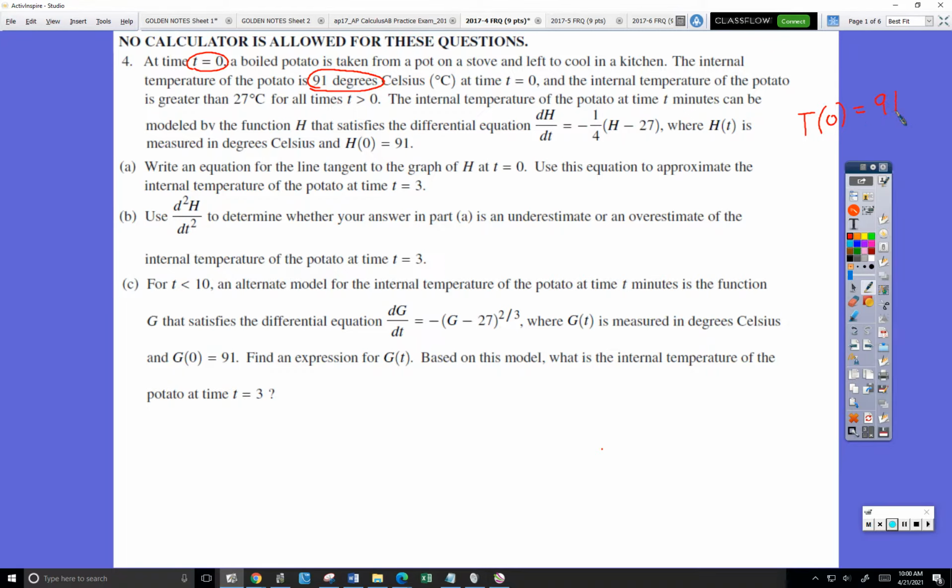And the internal temperature of the potato is greater than 27 degrees for all time. I'm not sure why they would give me that. The internal temperature of the potato, t minutes, at time t, can be modeled by the function h. So I don't really need to use this T thing. They're giving me h. So now I know that h of 0 is 91.